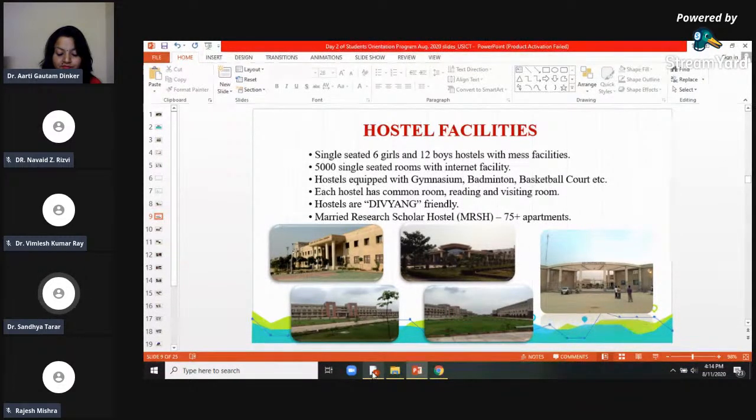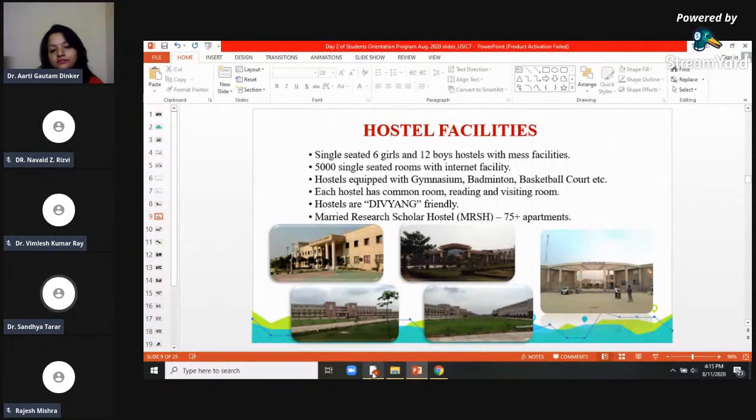We have 500, 11 acres of space for our university, and this many hostels. Out of these 18 hostels, 6 are designated for girls and 12 for boys. All of them are single seater hostels. You would be really proud to share with your friends that you cannot get such hostels for graduate and postgraduate students even in IITs. This is one of its own kind of place, you can say. These hostels are in very, very good condition. So this is how the hostels are in Gautam Buddha University.